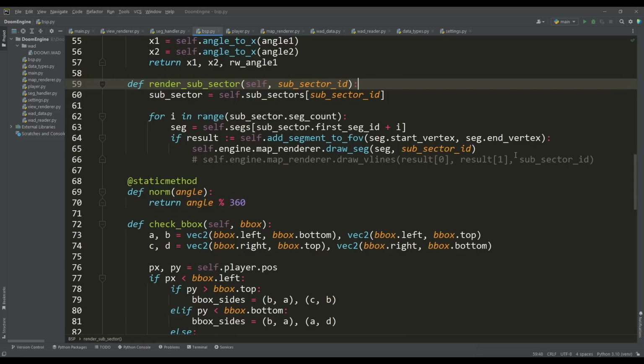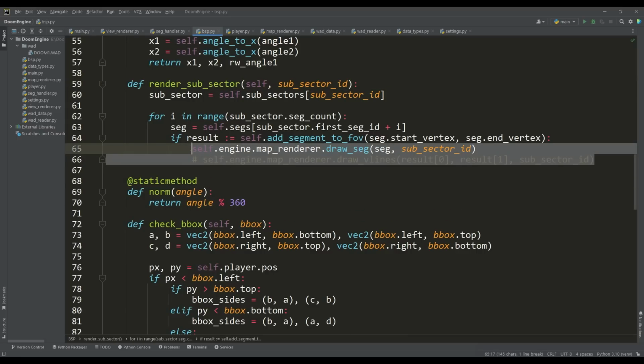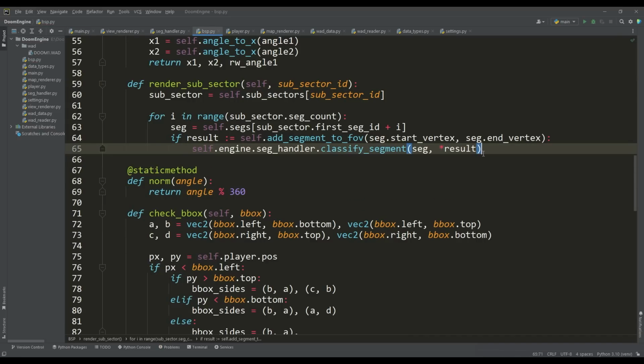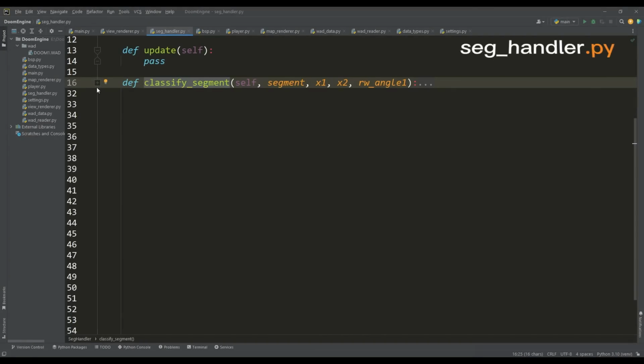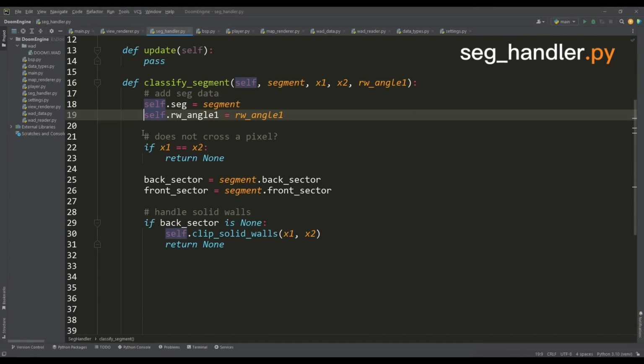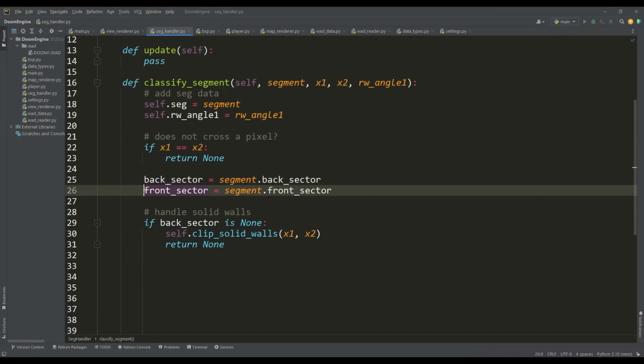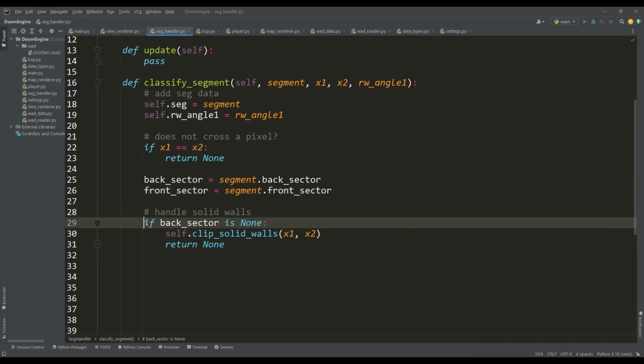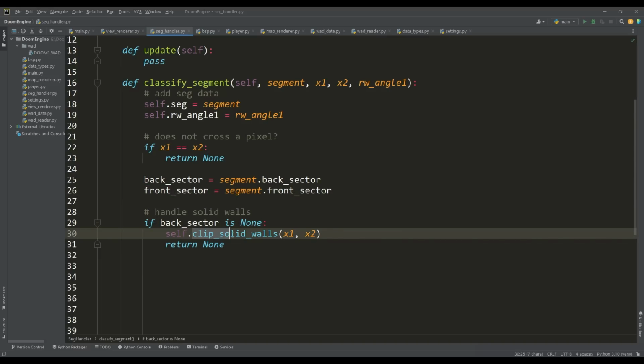And now, in the BSP class, we will pass the segments that ended up in the field of view of the player to the input of the segment classification method of the handler class. So, with this method we will determine the type of segments, and we will start with segments that do not have a back sector. That is, they will be solid walls, and here we will use the data of these segments in the method for clipping solid walls.